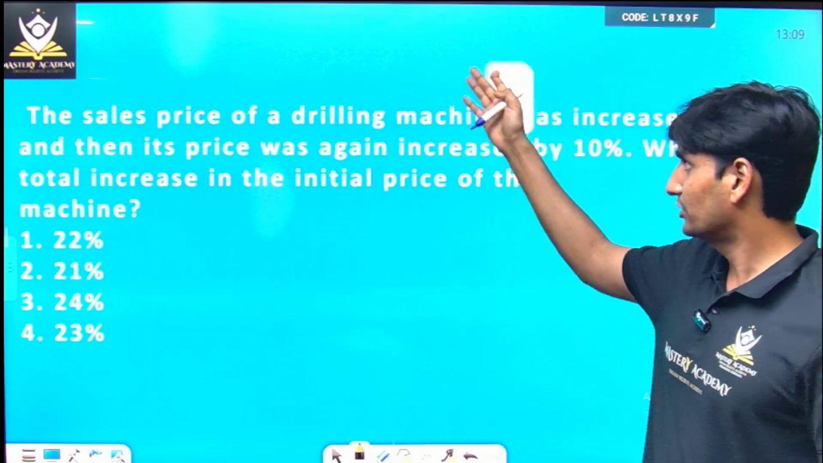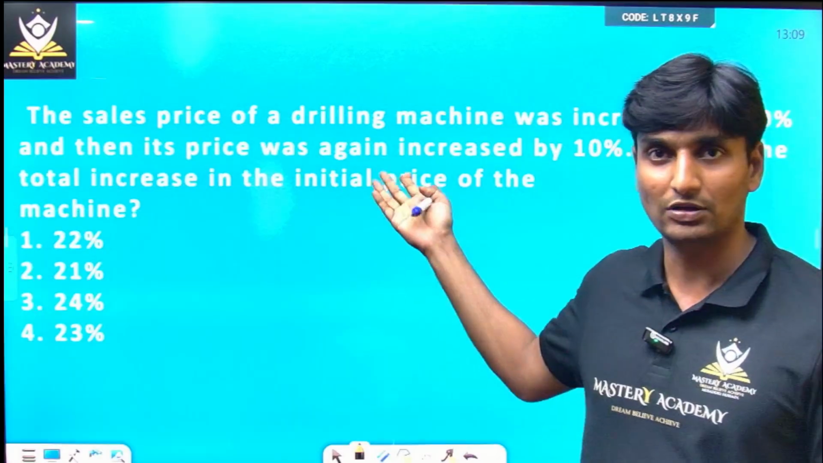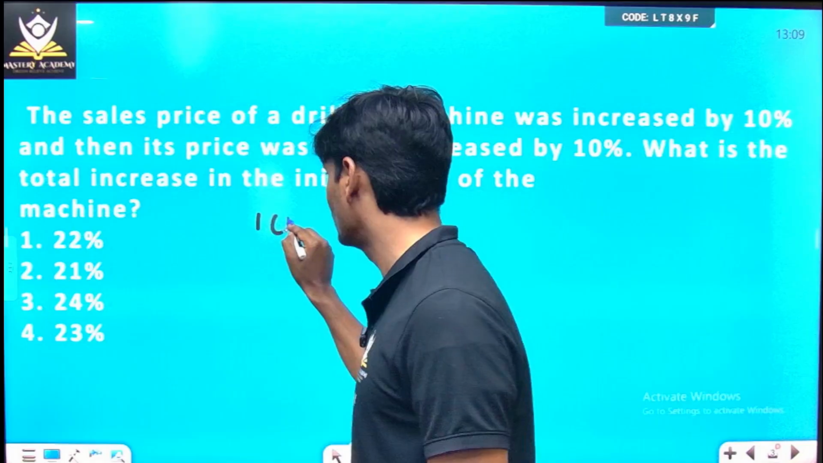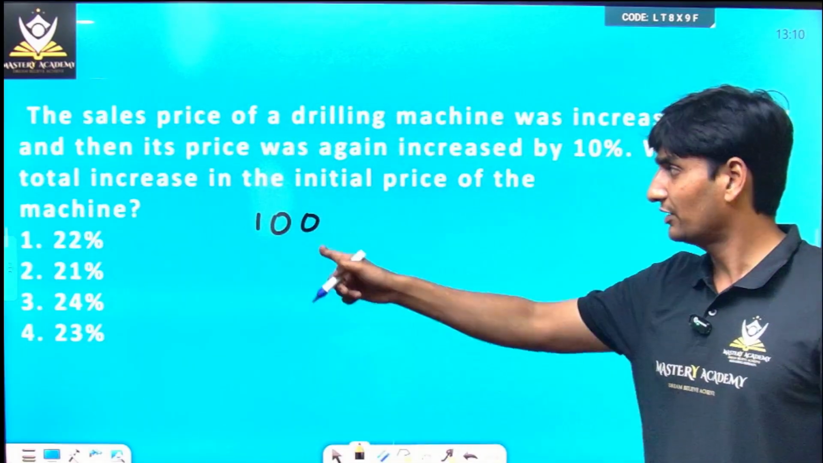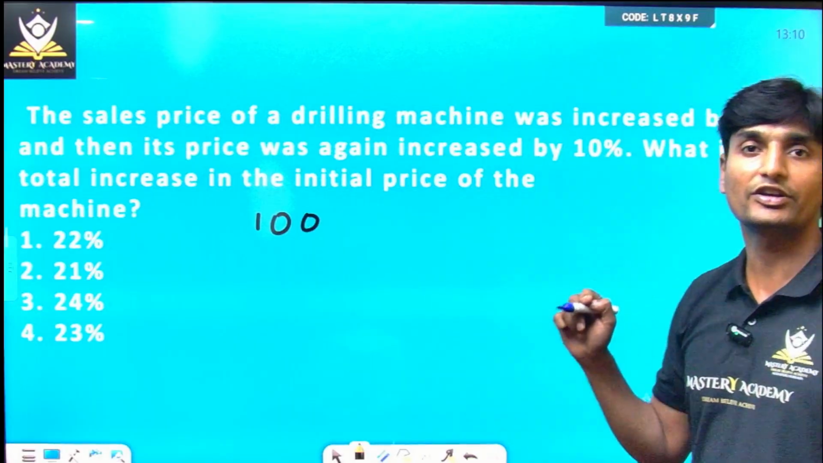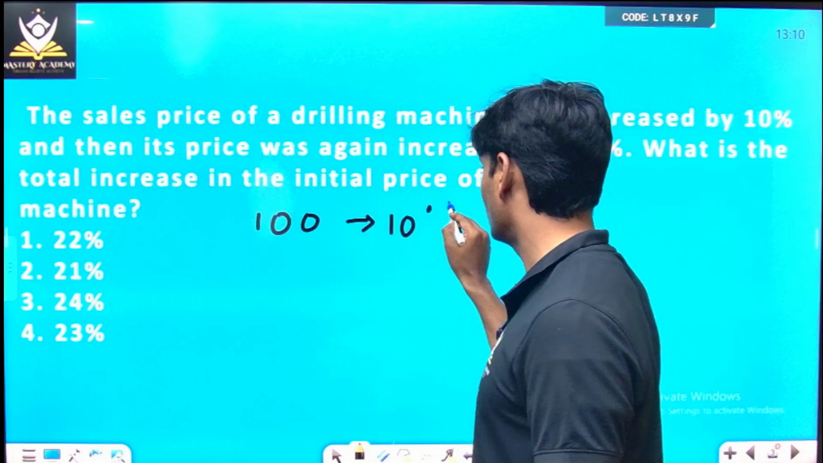Here we can do one thing. We'll take up an assumption. We don't know the initial price or whatever the data is, so we are going to take the initial value to be 100 rupees. According to the question, there was an increase of 10%. We are assuming this 100.